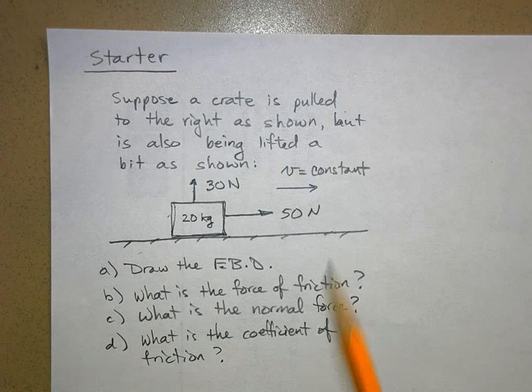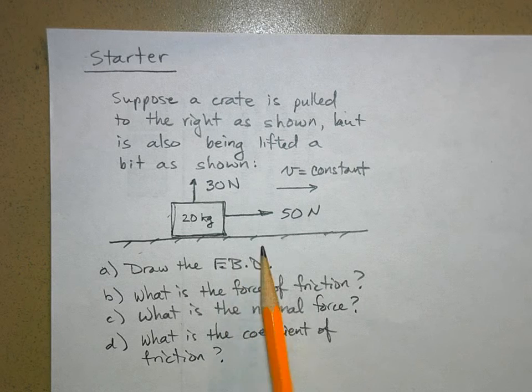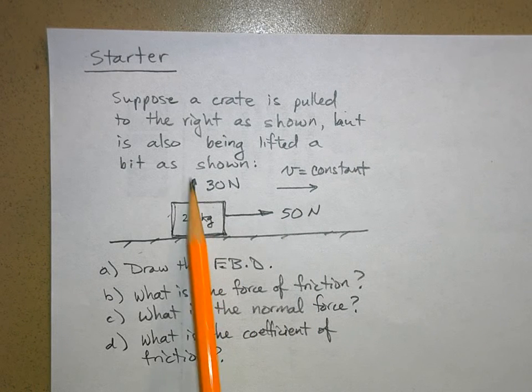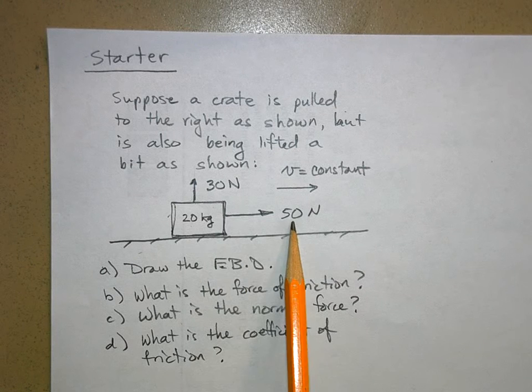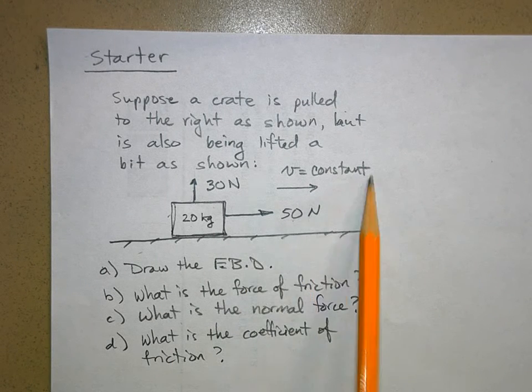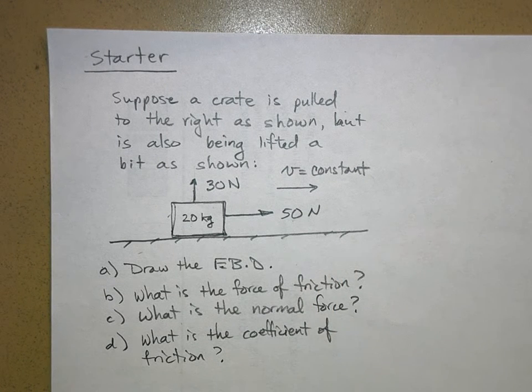Our problem for today is, suppose a crate is pulled to the right as shown, but is also being lifted a little bit as shown. So we got a 30 Newton force pulling up, a 50 Newton force pulling it to the right. It's also sliding across the surface with a constant velocity to the right. Okay, so I want you to draw the free body diagram and then figure out the friction force, the normal force, and then the coefficient of friction.